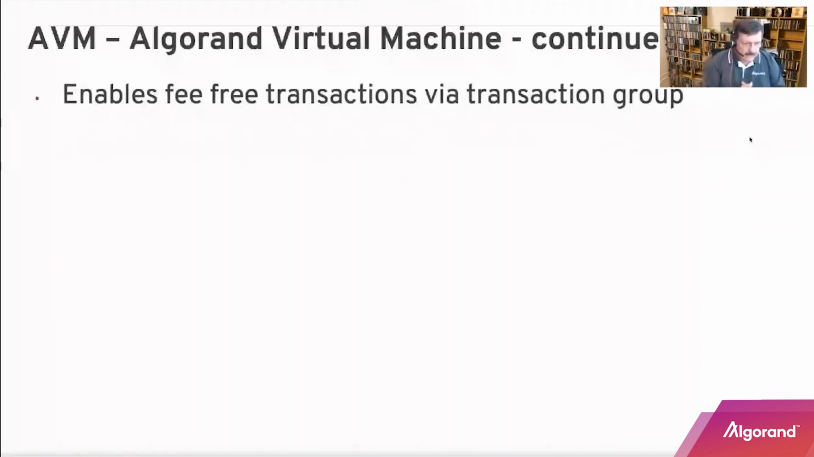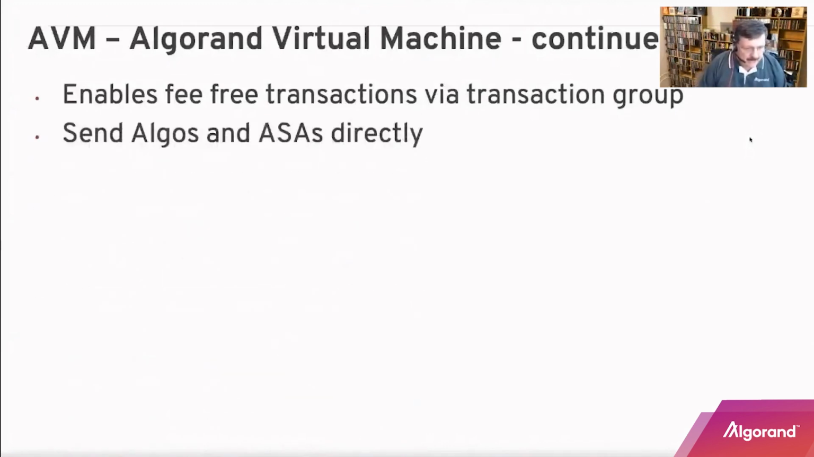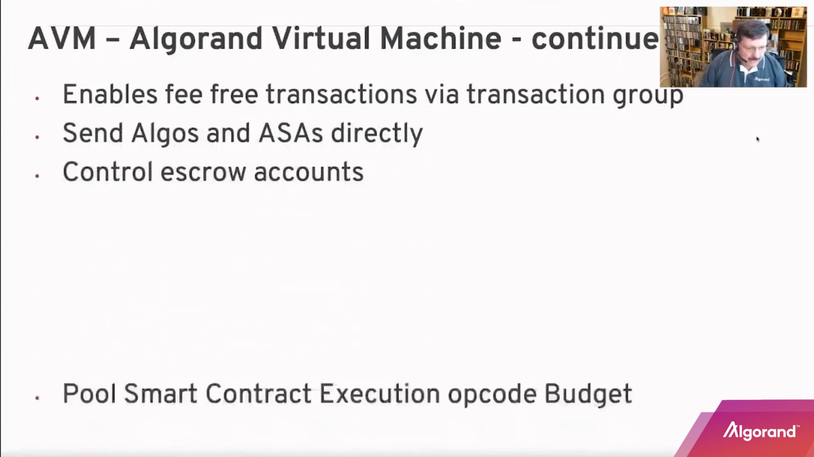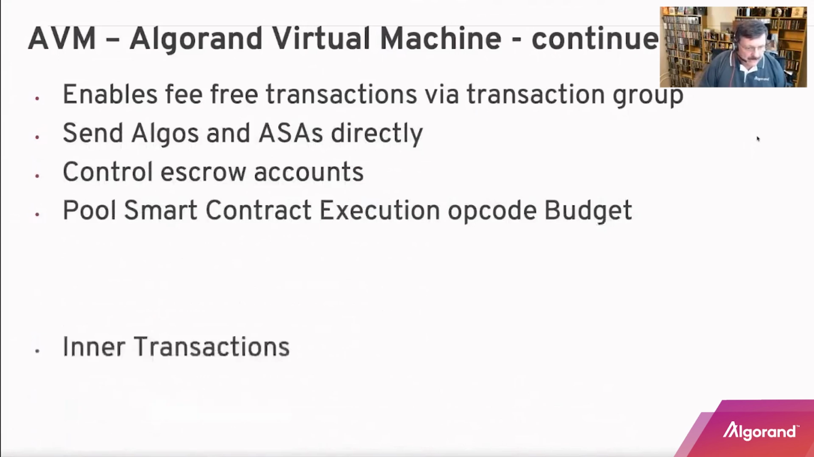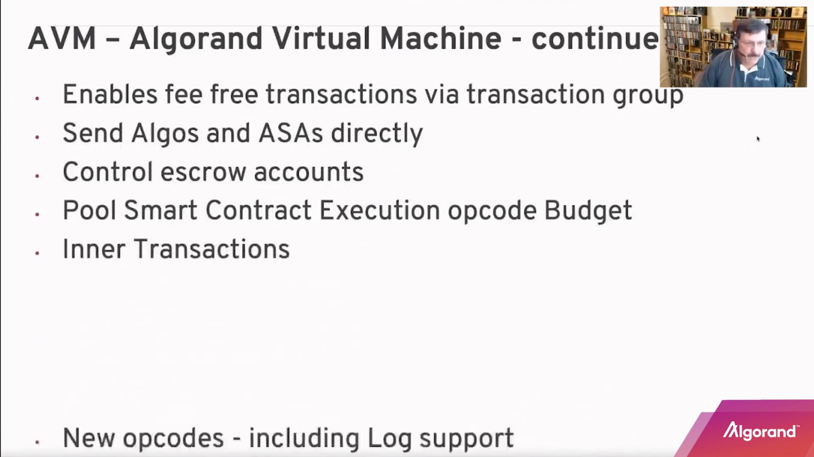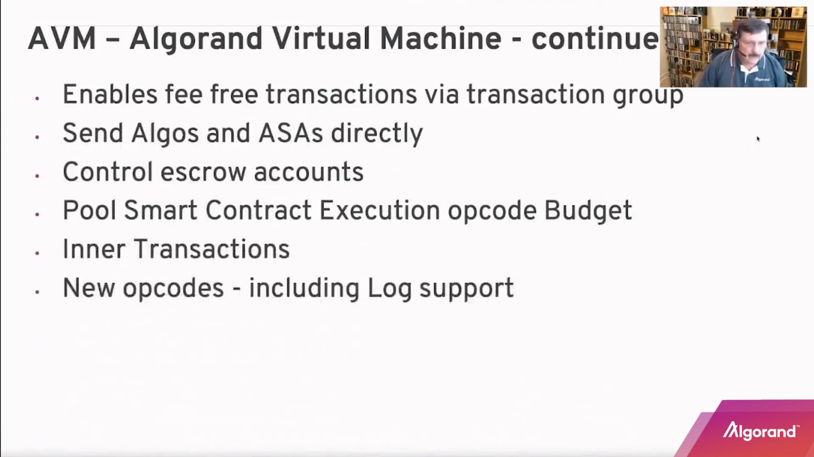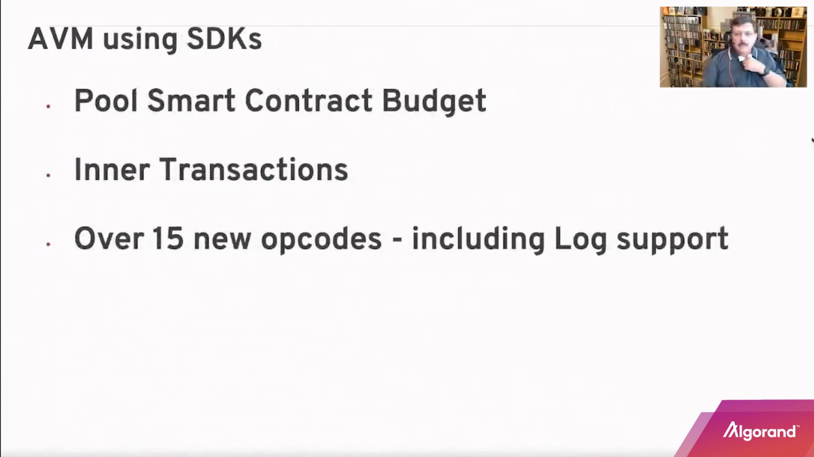Next, it also enables fee-free transactions via transaction group, sending algos and ASAs directly from smart contracts, and also controlling escrow accounts directly from smart contracts, pooled smart contract budgets, inner transactions, and new opcodes, including log support. Now, those last three are what we're going to be drilling into in this session on AVM using SDKs: pooled smart contract budget, inner transactions, and the log support.